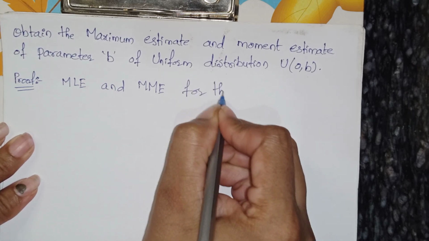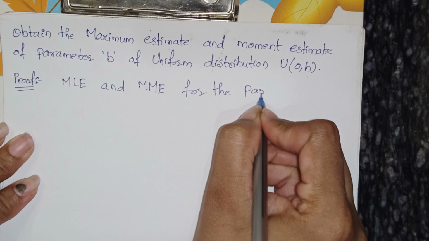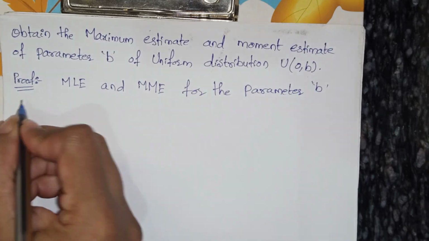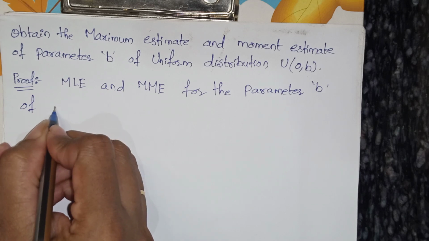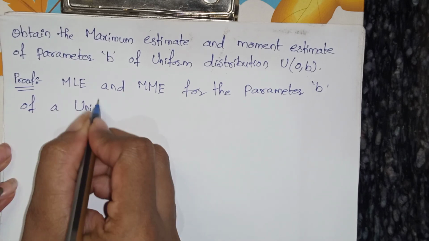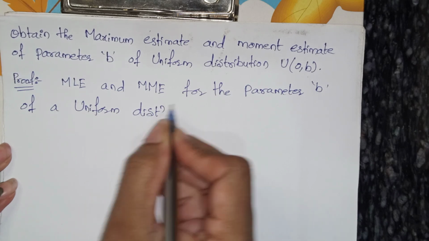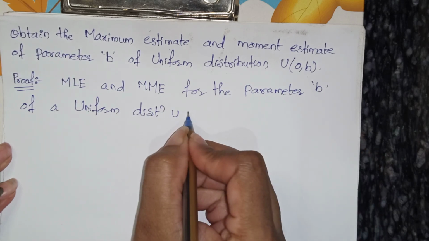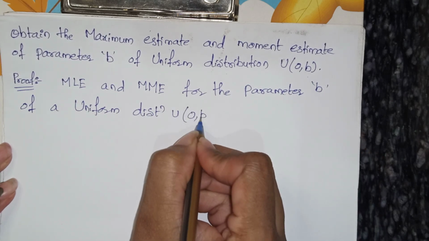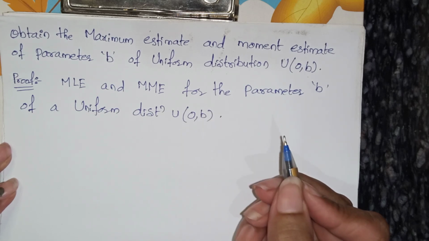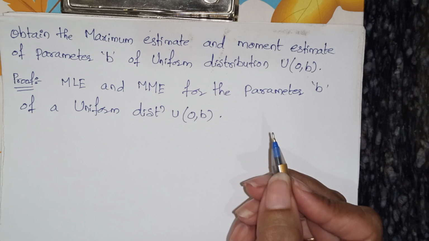For the parameter B of a uniform distribution. So what is the given range here? 0 comma B. Now we have to find this B value. So let's go through the steps for both methods.